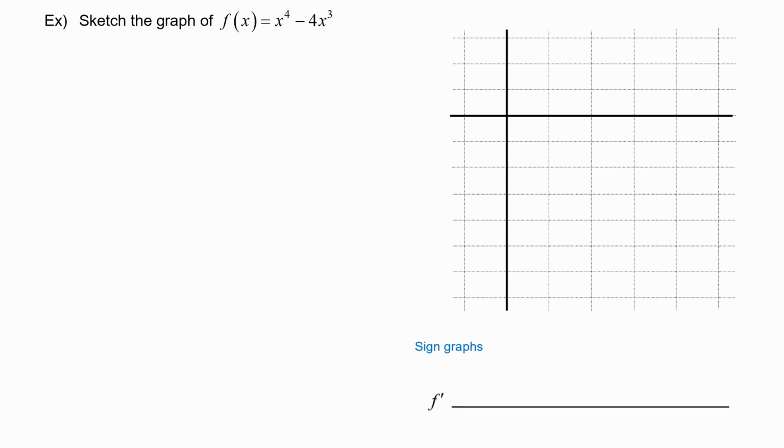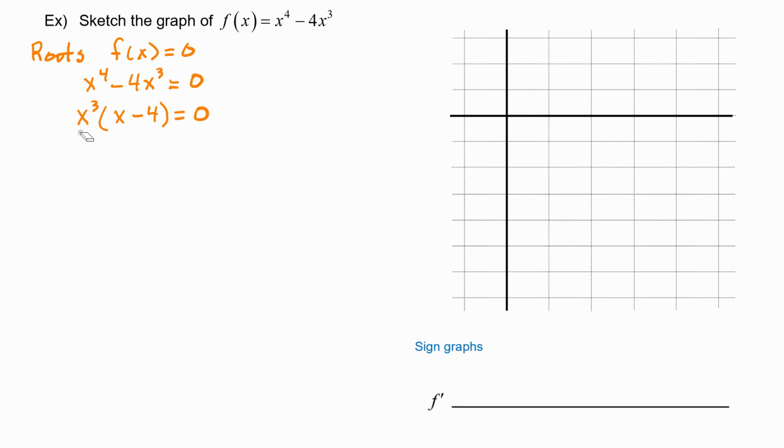In this example, we have to sketch the graph of f of x is equal to x to the fourth minus 4x cubed. We know the first thing we need to look at are the roots, and that's the places where the function is equal to 0. So x to the fourth minus 4x cubed has to equal 0. We can factor out an x cubed, and we have left x minus 4 equals 0.